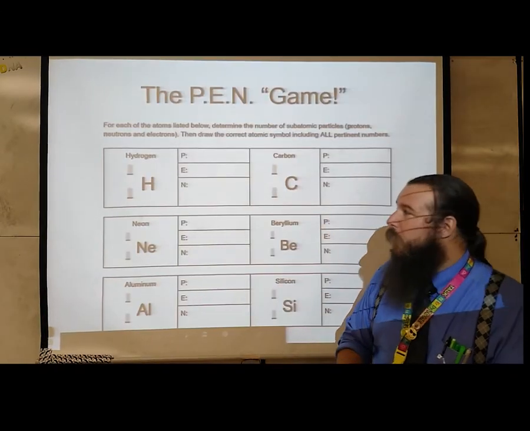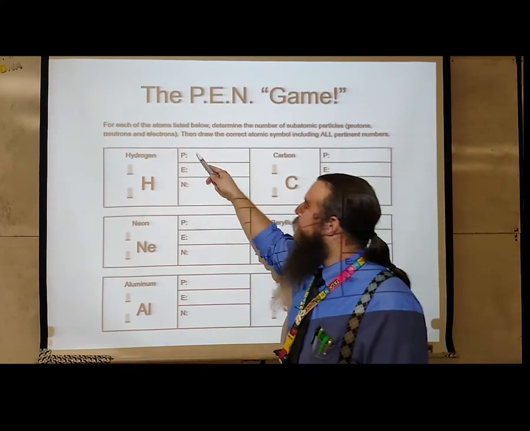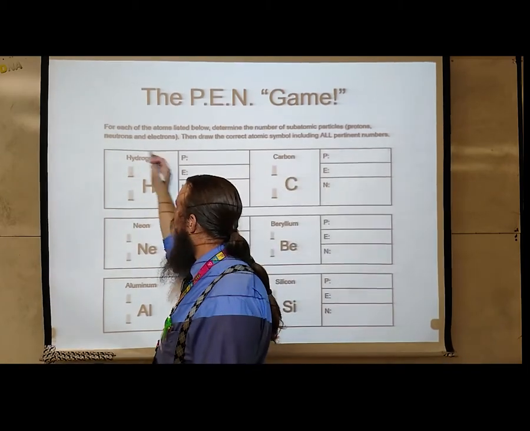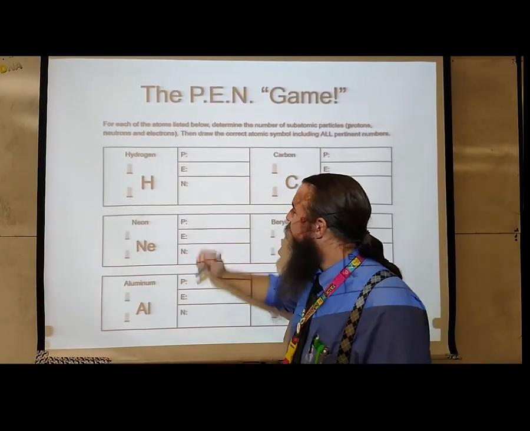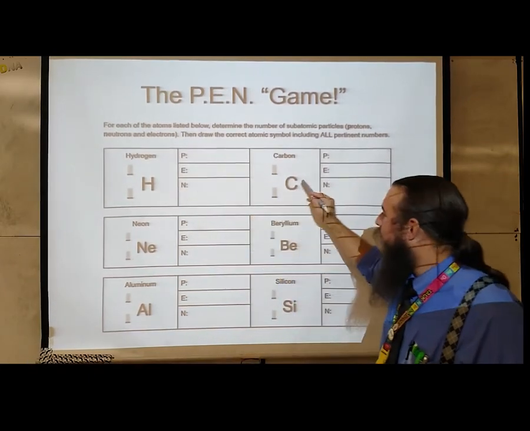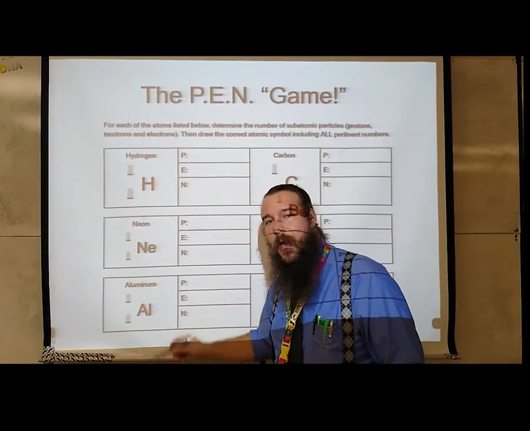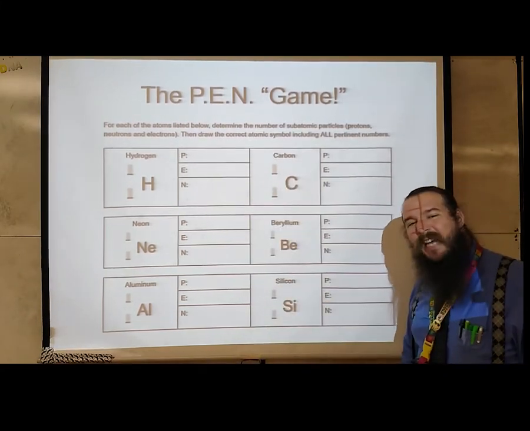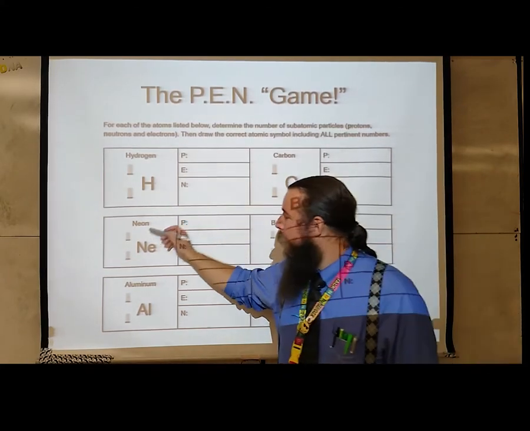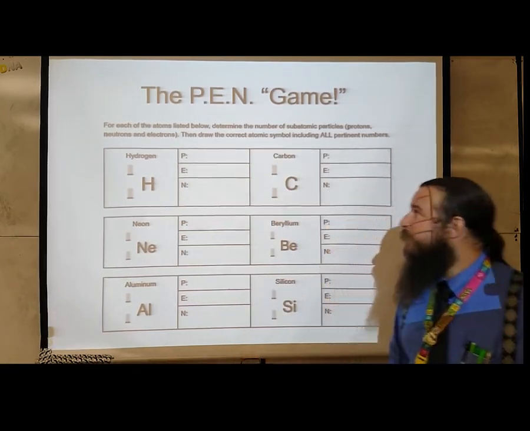Next, you're going to use the periodic table to do what I call the pen game. The pen stands for how many protons, electrons, and neutrons. And while we're playing the pen game, we might as well practice drawing out the symbol as well. Now, for these ones, I put the abbreviated symbol on there for you. So this is hydrogen, carbon, neon gets the NE, beryllium gets the BE, aluminum gets the AL, and silicon is SI. However, I will expect you to be able to give the big N little E if I ask for neon. But for right now, we're trying to make it nice and easy.